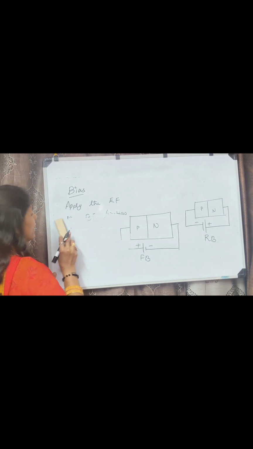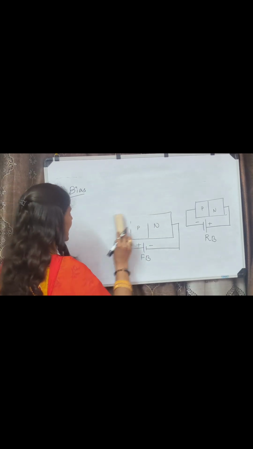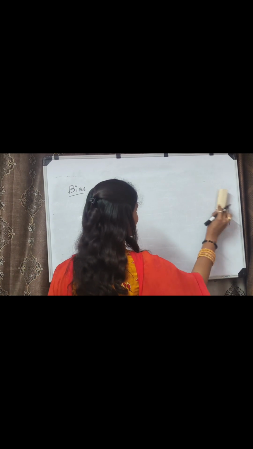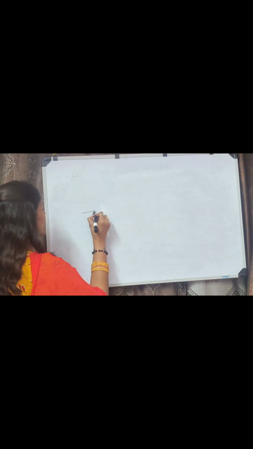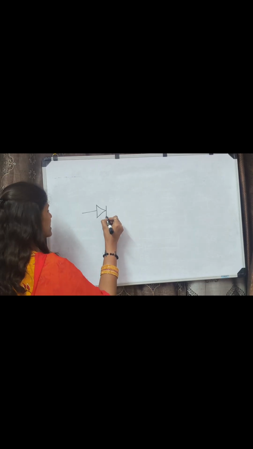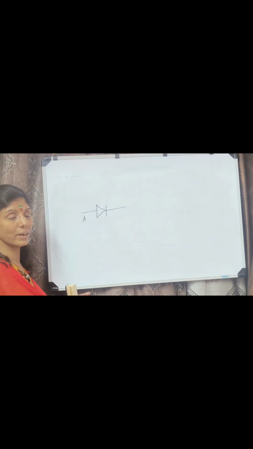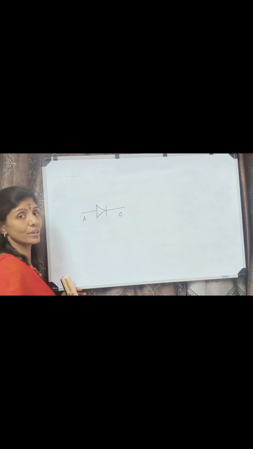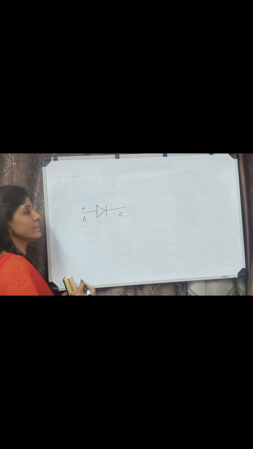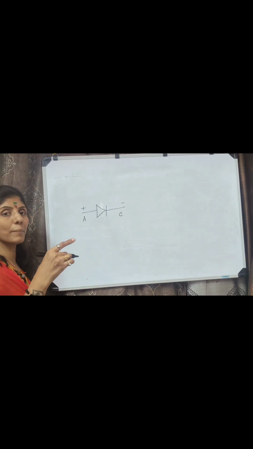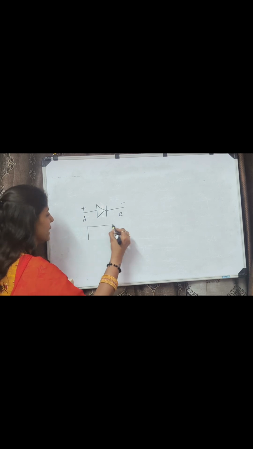Already I have drawn the symbol for the diode. The diode symbol was like this. As I told you, this is the anode region and this is the cathode region. Anode means plus, cathode means minus. Recollect. So how did you fabricate the diode?